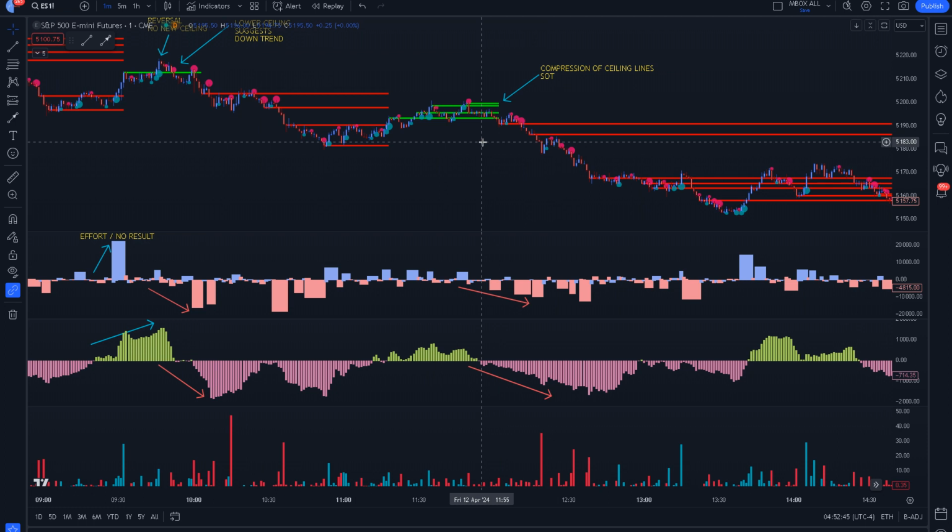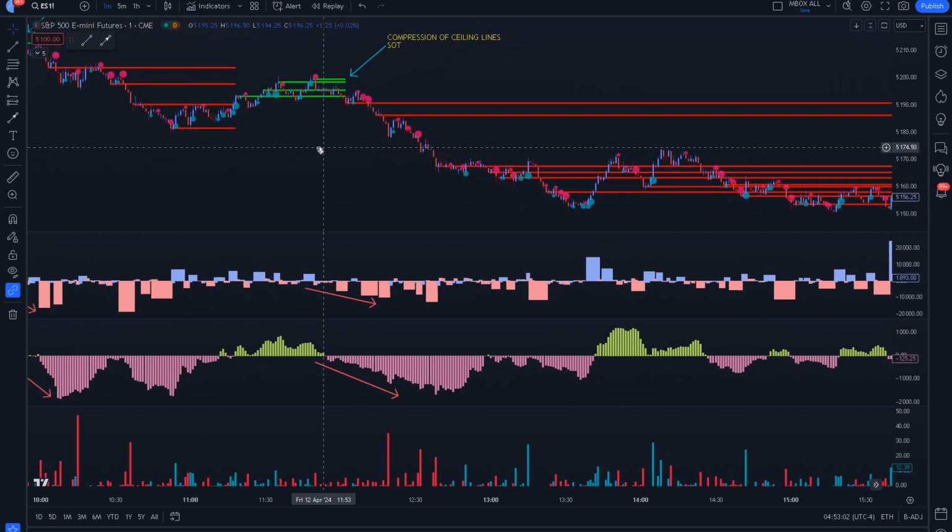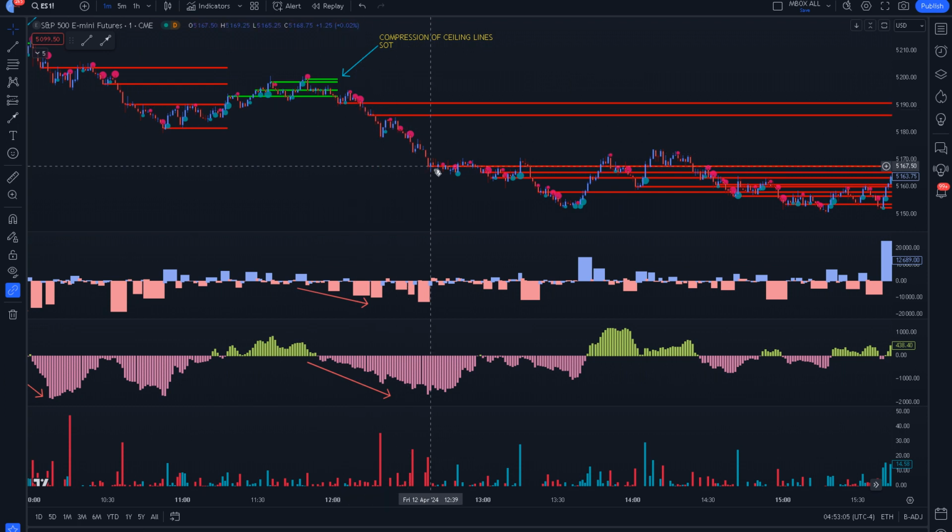which means there's a lot of volume. These two ceiling lines, there's a lot of volume at this price area, which is within like 2 points, and price is unable to push up. So it's also an effort, no result. And then we enter this downtrend here.